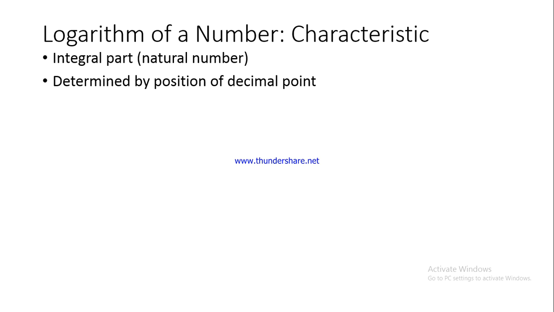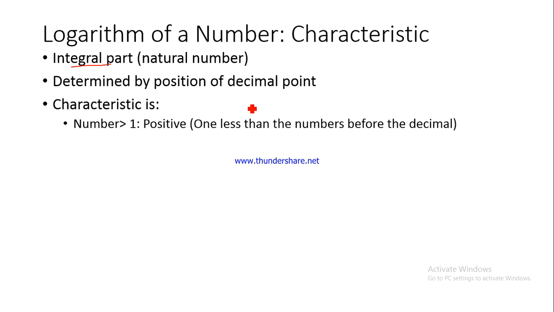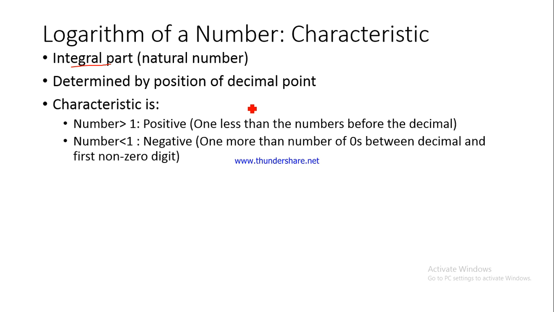We understood that characteristic is basically an integer. It is basically a whole number, so it could be -3, -4, -5, -2, -1, or 1, 2, 3, 4, 5, and so on and so forth. And basically it is determined by the position of a decimal point, and we had discussed the ways of calculating the characteristic. In case the number of which we have to find out the logarithm is greater than 1, the characteristic is going to be positive. If it is less than 1, it is going to be negative.